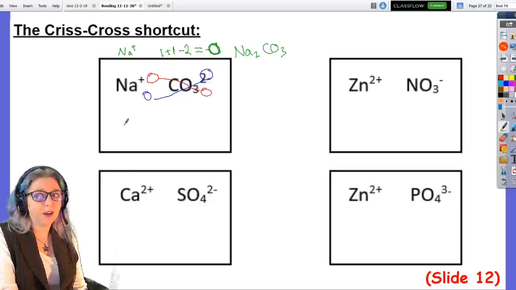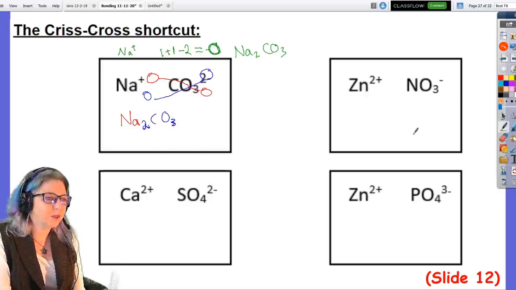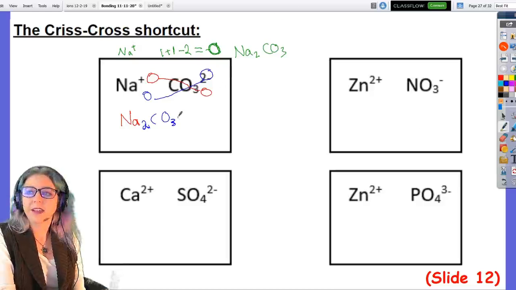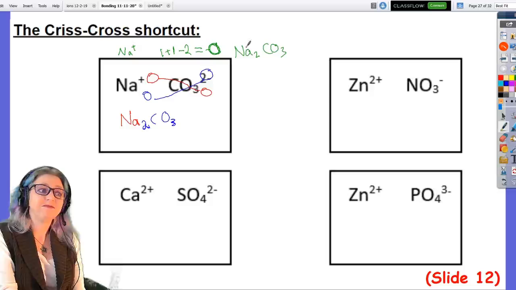So I get a final formula of Na, then a 2 from the carbonate, CO3, bring in my carbonate, and then I don't actually write the 1 because we don't really write 1 subscripts. So I get the same formula with my criss-cross rule and with my math. Just most of us find the criss-cross rule a little bit faster.